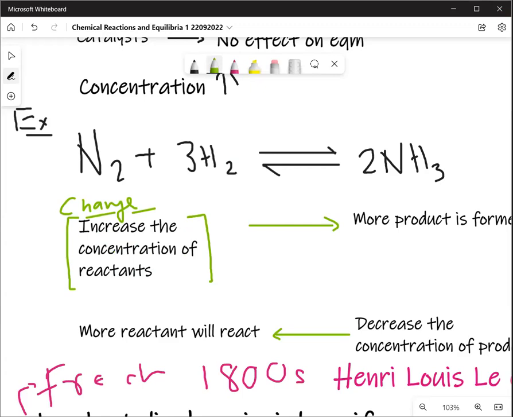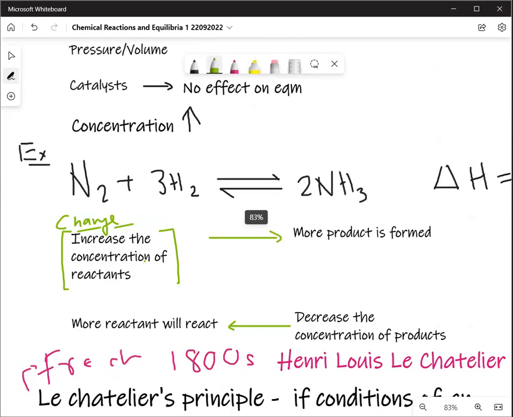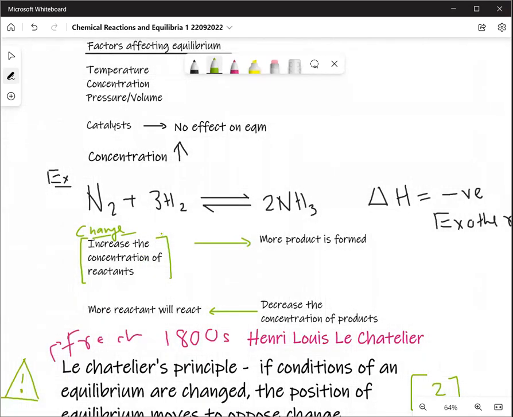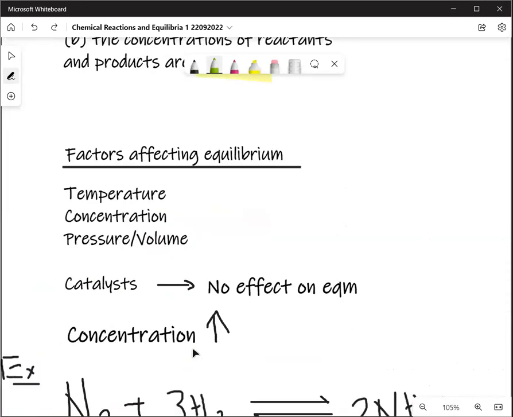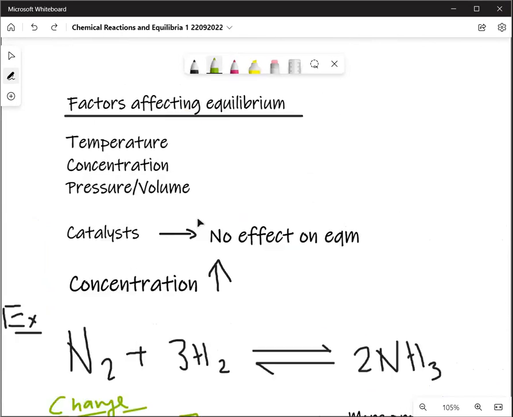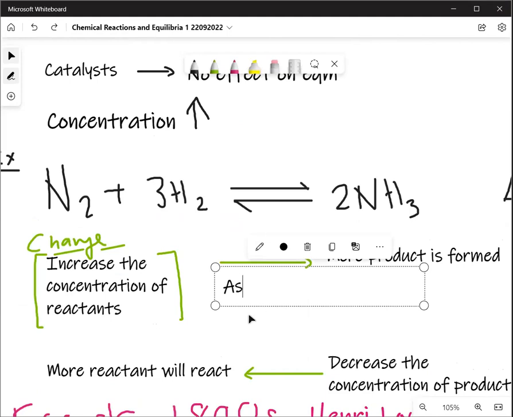Increase the concentration of reactants, more products are formed. Yeah, so you don't have to read that now. Read this again. Increase the concentrations of reactants. So what's happening? What change am I making? Now, if I change the concentration, yes? So if concentration is changing, then it cannot be in equilibrium now. So as concentration changed, the reaction is no longer in equilibrium.